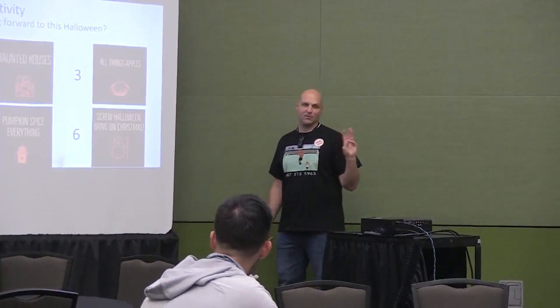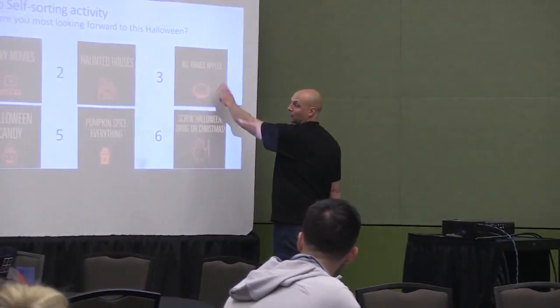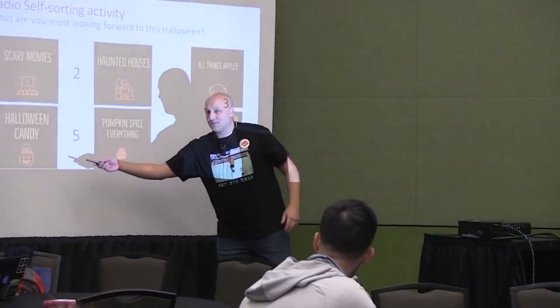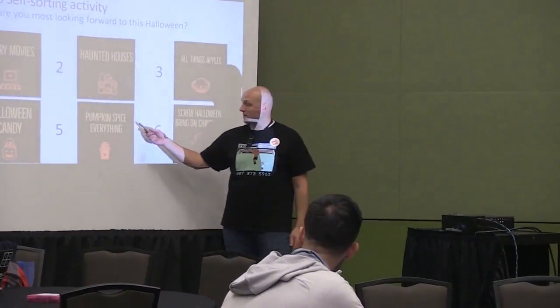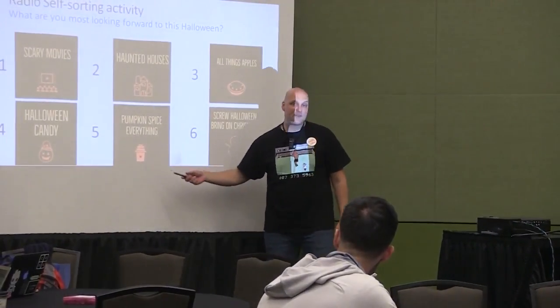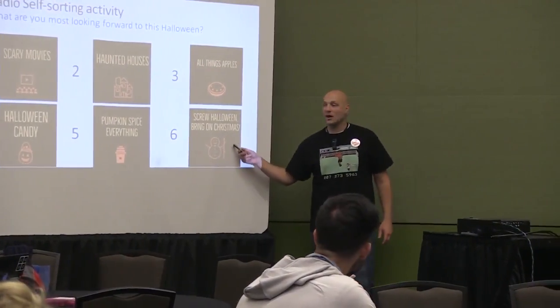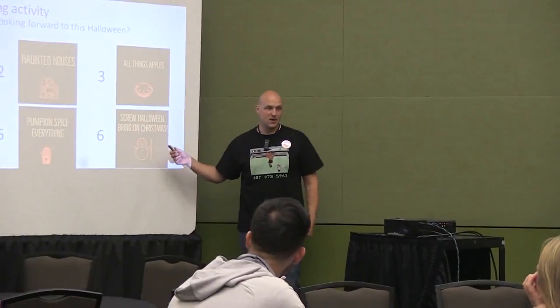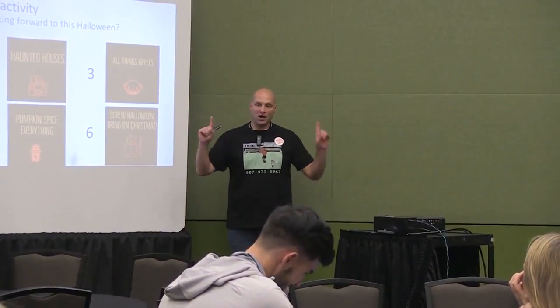The thing you're most looking forward to, if it's scary movies, remember that you are number one. If you're most looking forward to haunted houses, you are number two. If it's all things Apple, my wife just made a killer apple crisp last night, so I'd probably pick that one. You're going to be three. Halloween candy, four. If you like pumpkin spice everything, that's five. And if you're like, screw Halloween, bring on Christmas, you're group six. So I want you to pick one of those groups. You're a one, two, three, four, five, or six. Okay? So get that in your head.